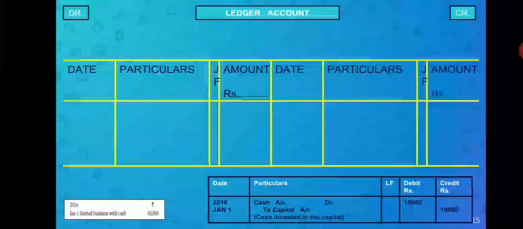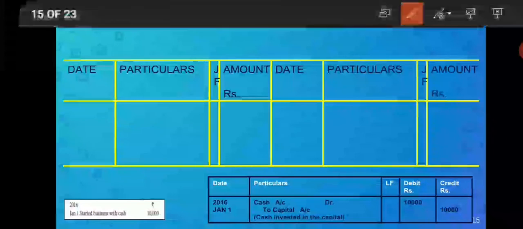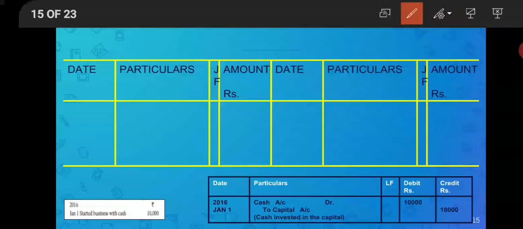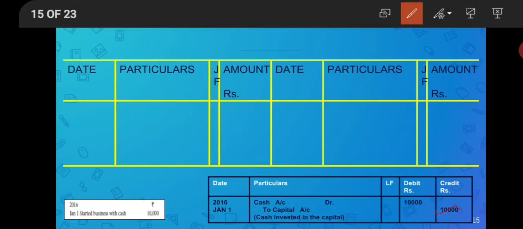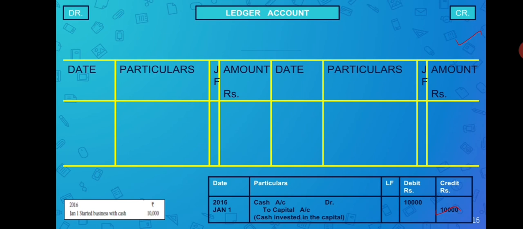Now which account are you going to write? Capital account. Now see what has happened to capital account. Is it debited or credited? Capital account is credited. Now what you have to do, you have to keep in the credit side of the capital account. So in the credit side you want to do the postings. When you do the posting in the credit side, you want to write the debit entry. So that's what we are going to do now.